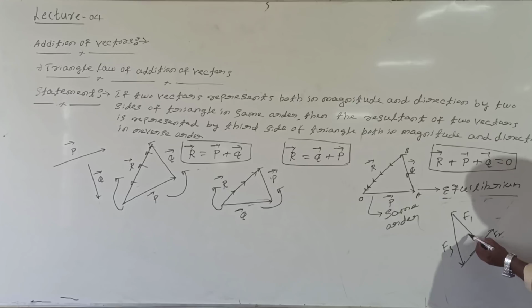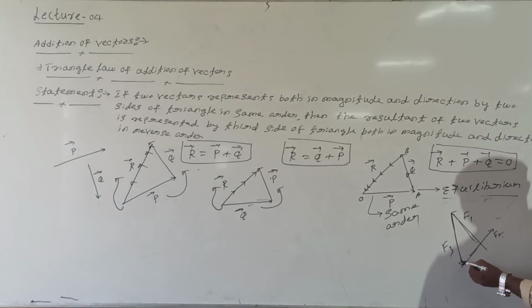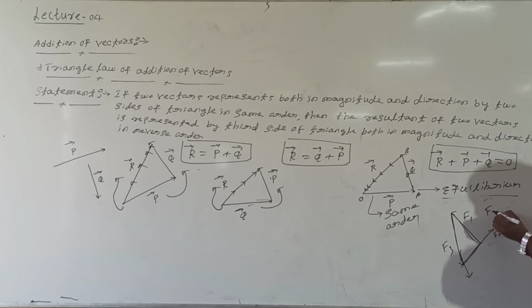See here, head is coinciding with the tail. Again, head is coinciding with the tail, like this situation. F3 is there, F1 is there, F2 is there. Head is coinciding with the tail. Then what can you call here? The sum of all the forces: F1 plus F2 plus F3 equal to 0.